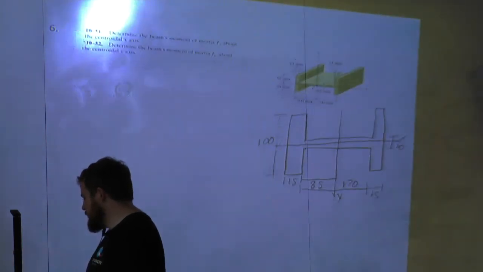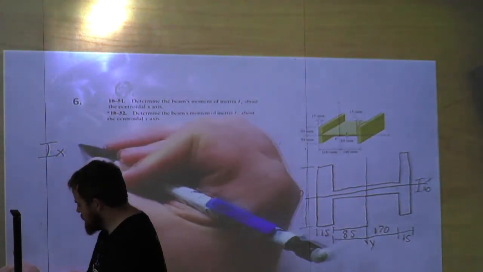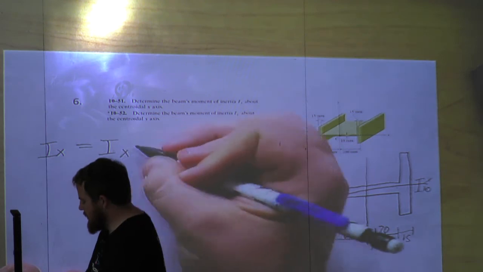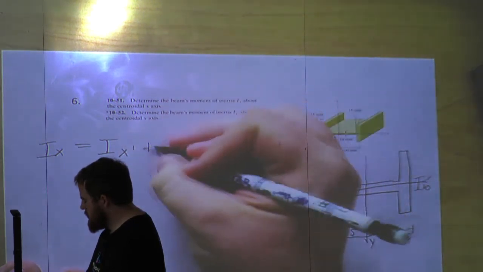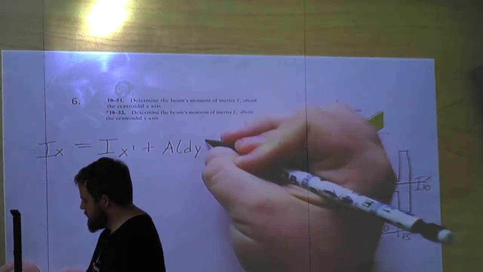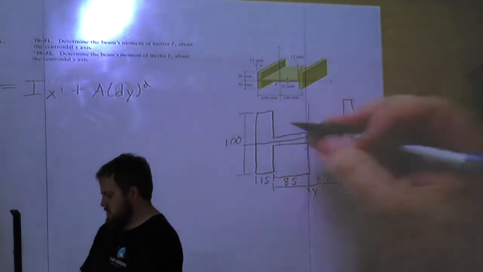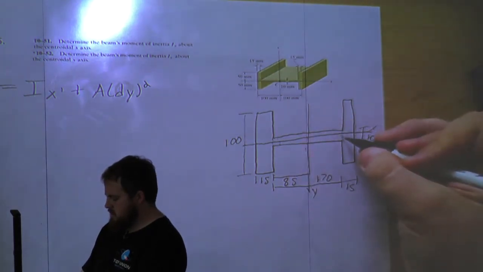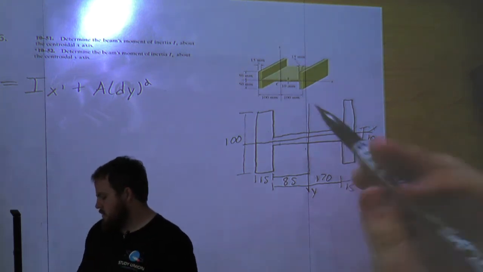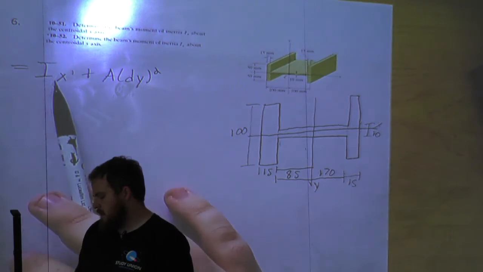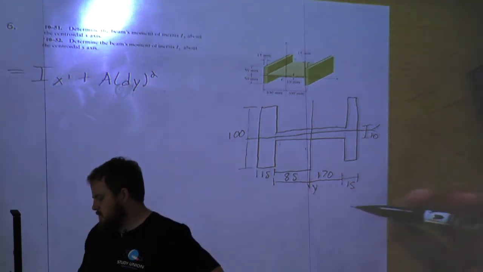Okay, so basically how we're going to do this. So to find Ix, we're just going to use that formula, the Ix plus A dy squared, right? So what we're going to do, instead of doing this whole part, we're going to take it and split it up into 3, right? So we're going to find the I of each part, and then we're going to also find the dy of each part and the area of each part.